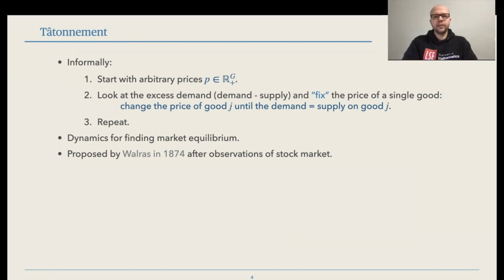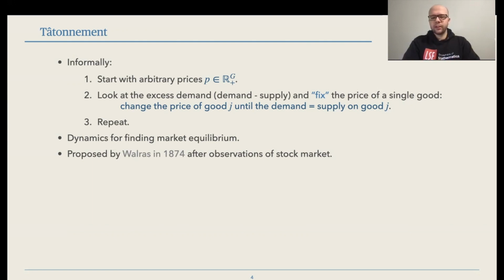We can take some particular good j and try to fix it, meaning that if it is over-demanded, we will increase its price until the demand meets supply and stop. Or if it's under-demanded, we could lower its price until the demand meets supply and we stop. And then we repeat in this way until necessary. This is a very natural dynamics for finding a market equilibrium, and it has been proposed by Walras in 1874. Essentially, Walras proposed this after observing how the stock market works.